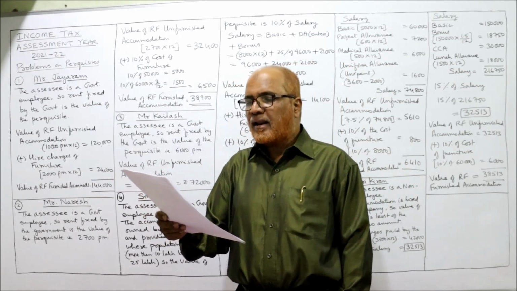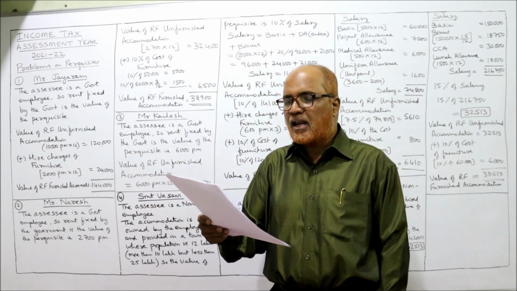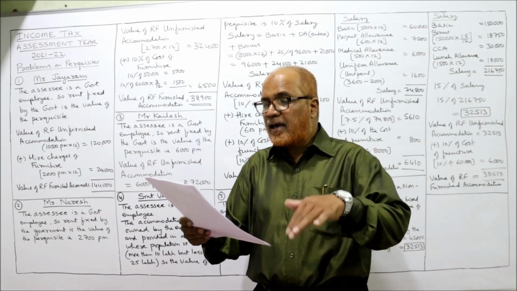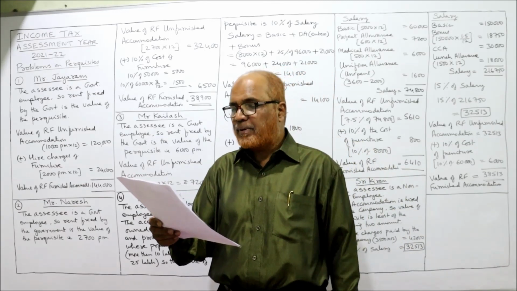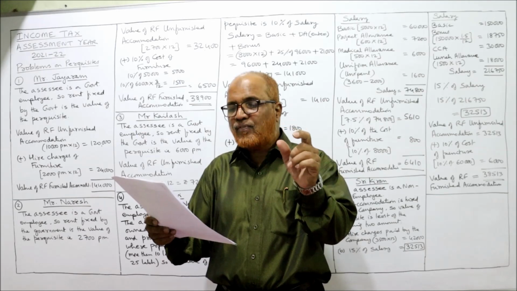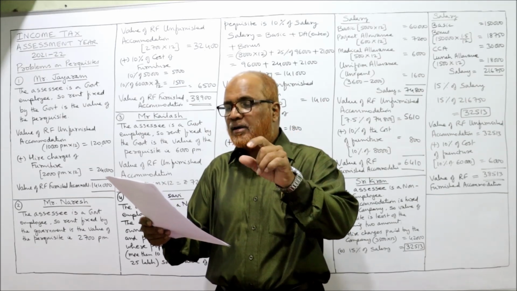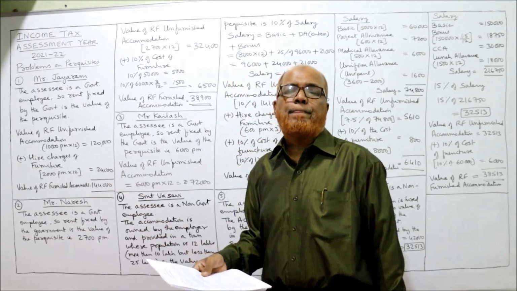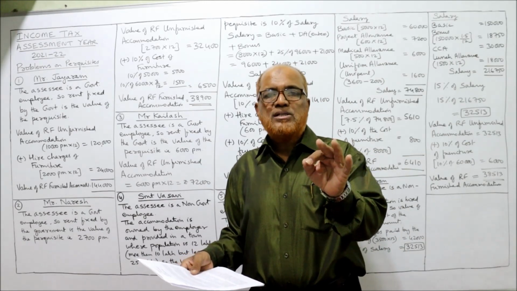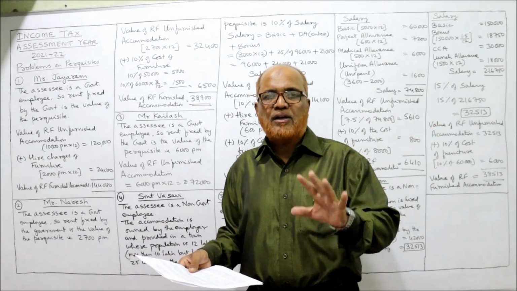He is provided rent-free accommodation in an apartment which is hired by the department for 3,000 per month, while the license fee fixed by the government is 2,700 per month. For government employees, we need the rent fixed by the government.